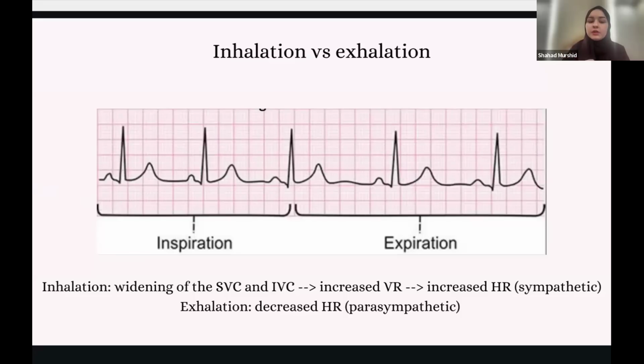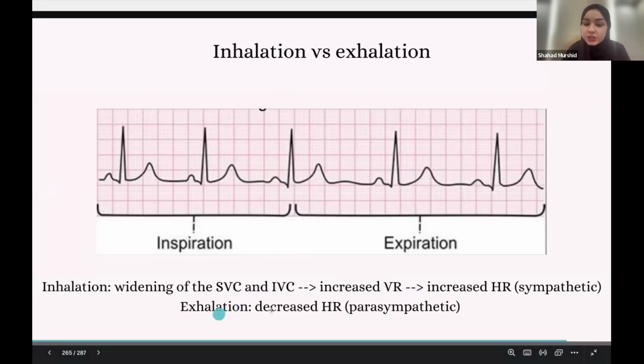So you're inhaling, and your SVC and IVC will get wider because they'll fill with air. Then the venous return will increase, and that will increase your heart rate. And this is basically sympathetic flow. Exhalation is parasympathetic, and this is when you decrease your heart rate.